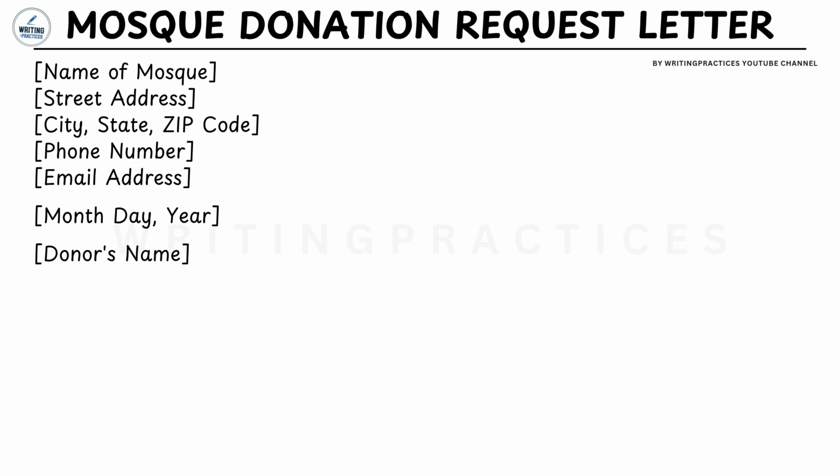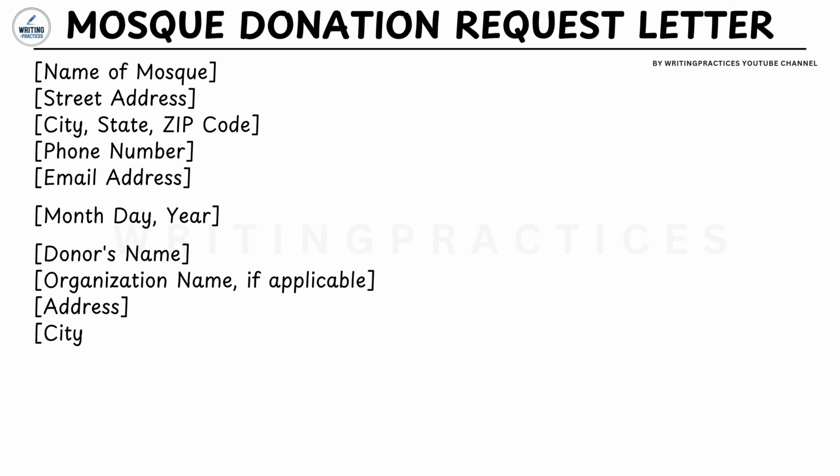Recipient information. Next, write the donor's information. For example, Ahmed Rahman, Rahman Family Foundation, 850 Community Avenue, Houston, Texas, 77003. This identifies the individual or organization receiving the donation request. Personalizing the letter often makes the request more meaningful and professional.